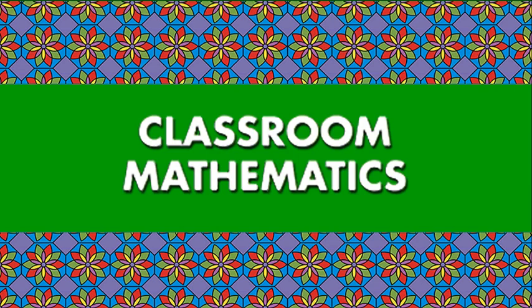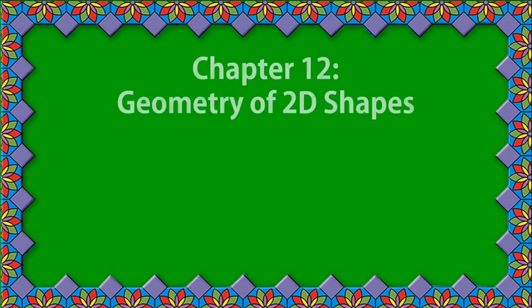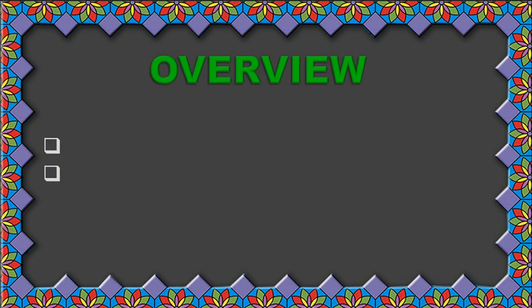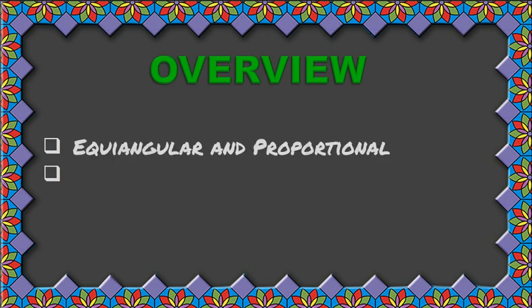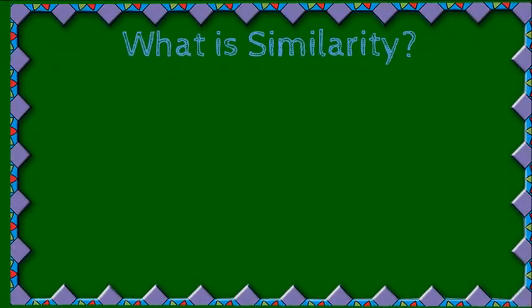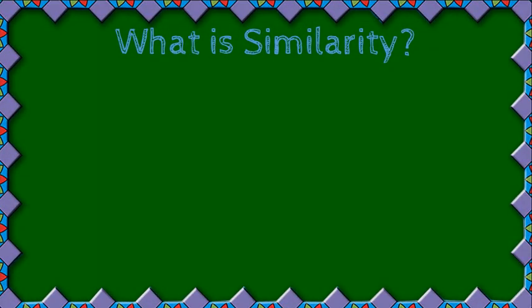In this lesson on classroom mathematics, we are busy with chapter 12, geometry of 2D shapes, and today we'll look at similarity. For an overview of what we'll be doing in this video, first we're going to look at equiangular and proportional. Then we're going to look at how to prove similarity and determine sizes. Before we get started, let's see what similarity is.